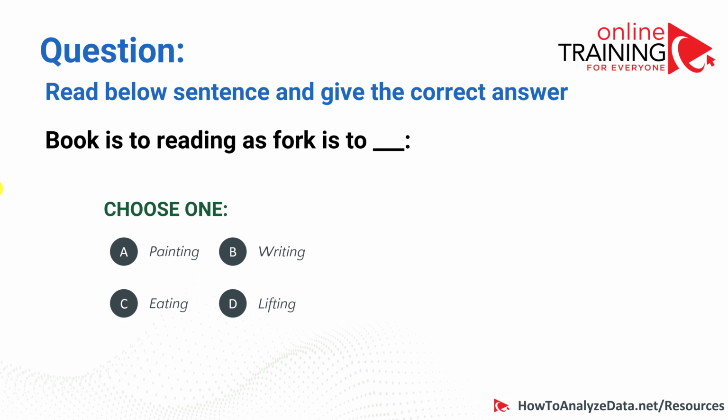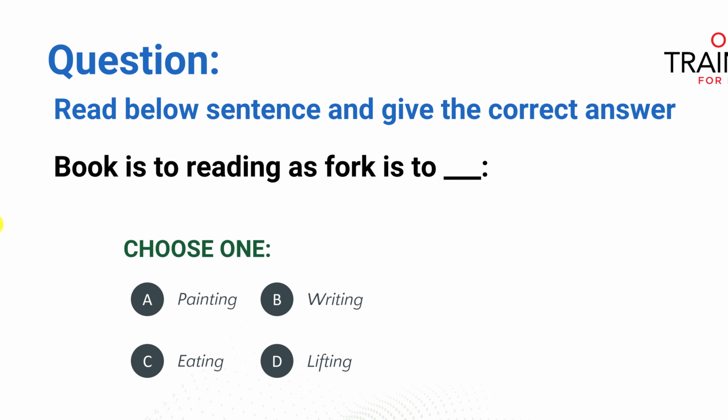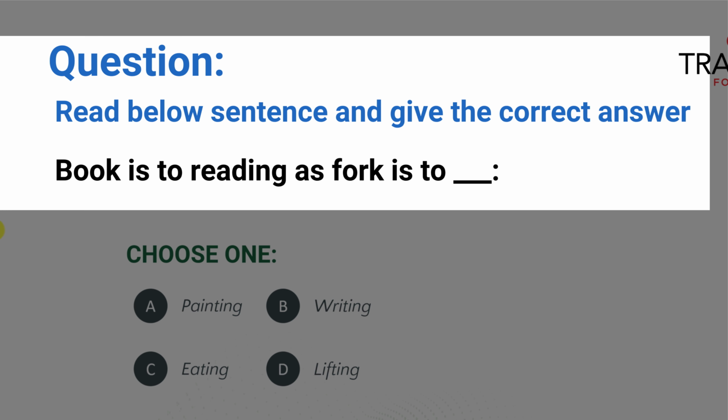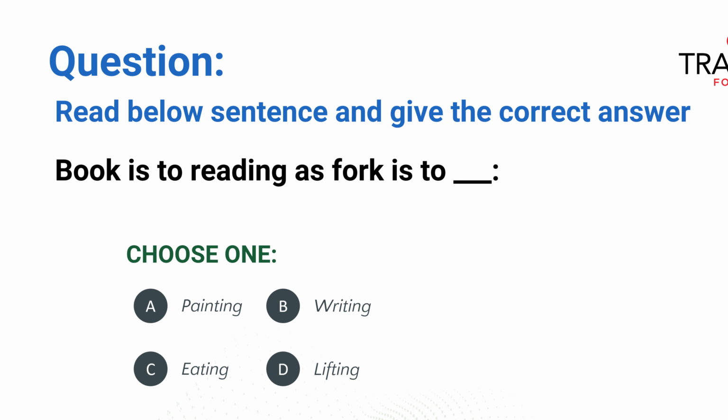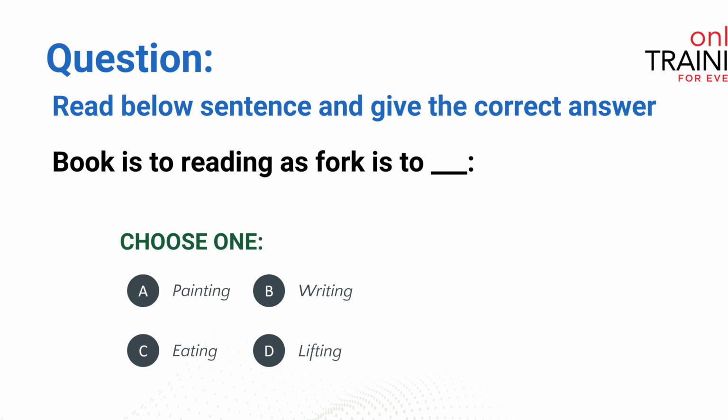Now let's look at the reasoning question where you need to complete the sentence. Read below sentence and give the correct answer. Book is to reading as fork is to, and then you need to pick one of the four choices. Painting, writing, eating, and lifting. So what do you think is the right choice? I think it's pretty obvious here. But let's look at the right answer.